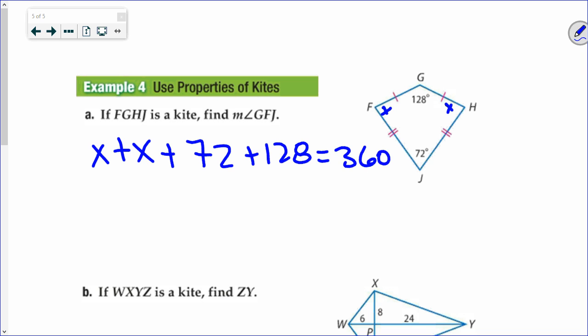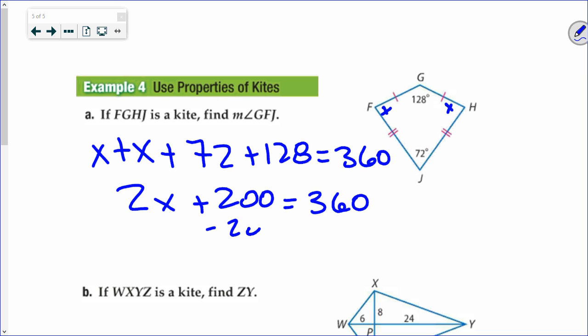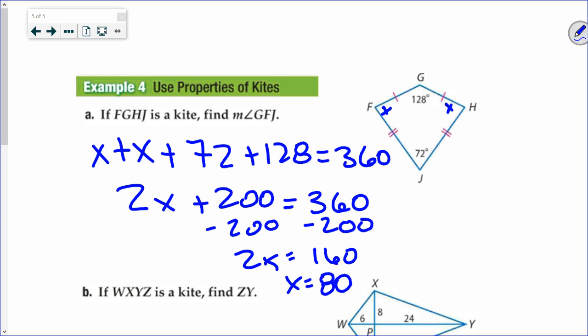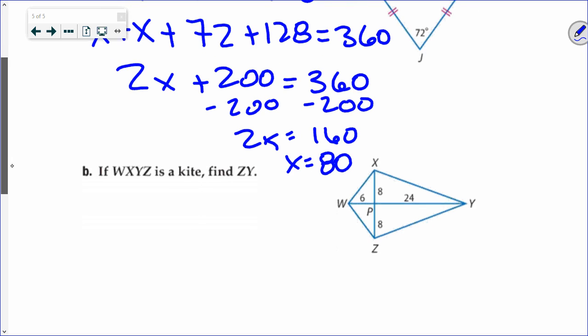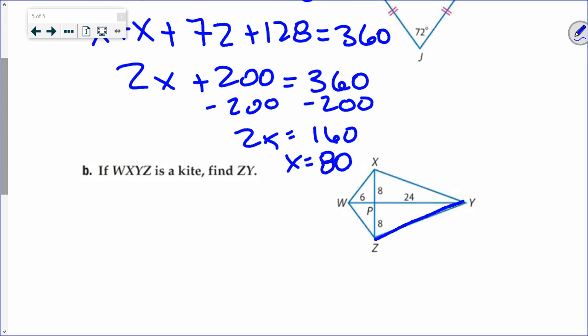So this gives us that 2x plus 200 is 360, subtract 200, 2x is 160, or x is 80. All right, and so the measure of angle GFJ is 80 degrees. Okay. If WXYZ is a kite, find ZY. So we are looking for this segment ZY.